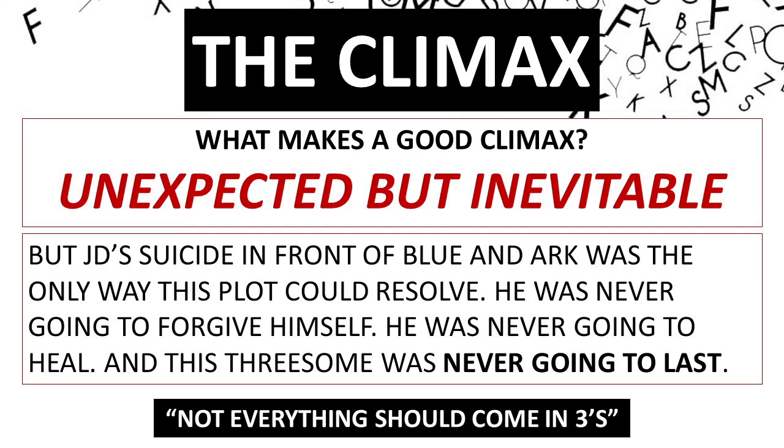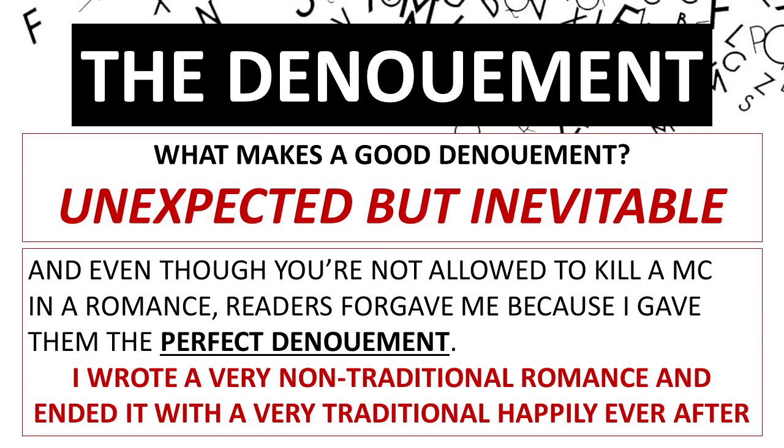And JD's suicide in front of Blue and Arc was the only way this plot could resolve. He was never going to forgive himself, he was never going to heal, and this threesome was never going to last. But I pulled it off in the denouement because I followed through with unexpected but inevitable. And even though you're not allowed to kill a main character in a romance, readers forgave me because I gave them the perfect denouement. I wrote a very non-traditional romance and ended it with a very traditional happily ever after.